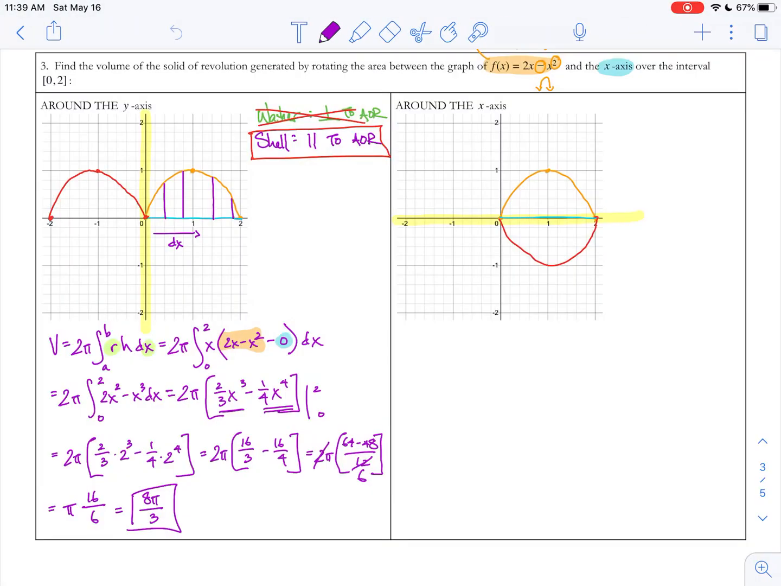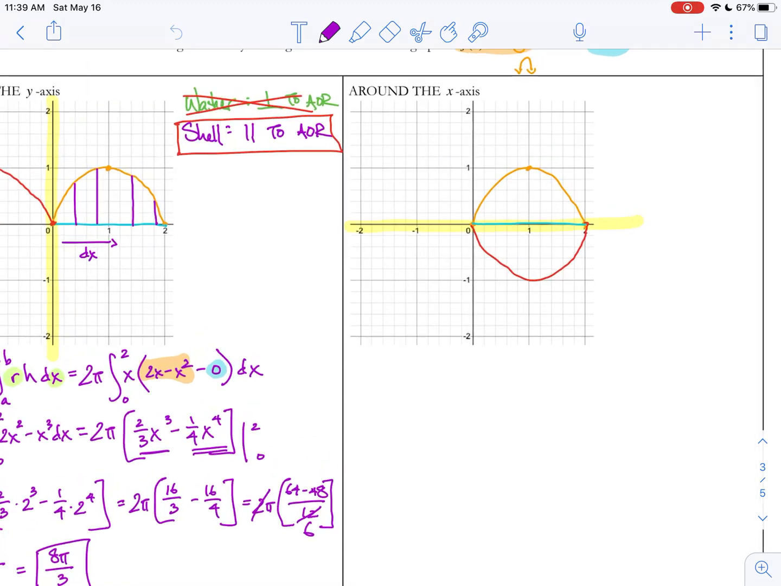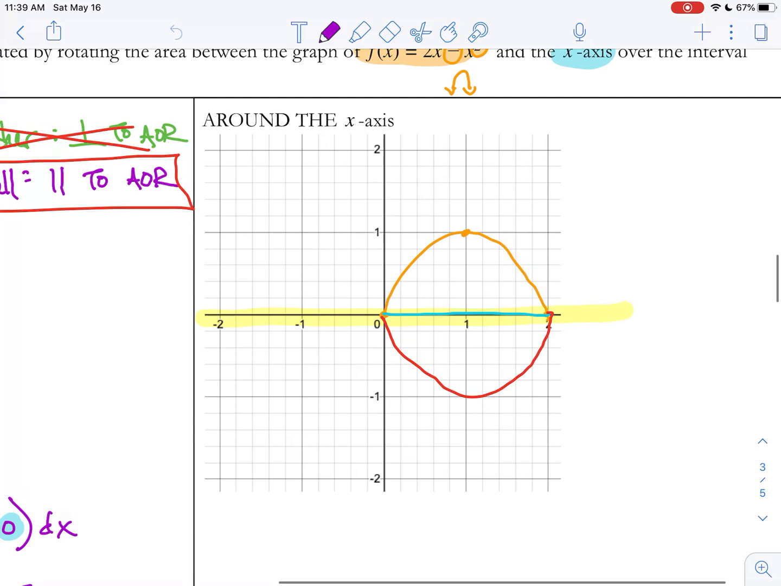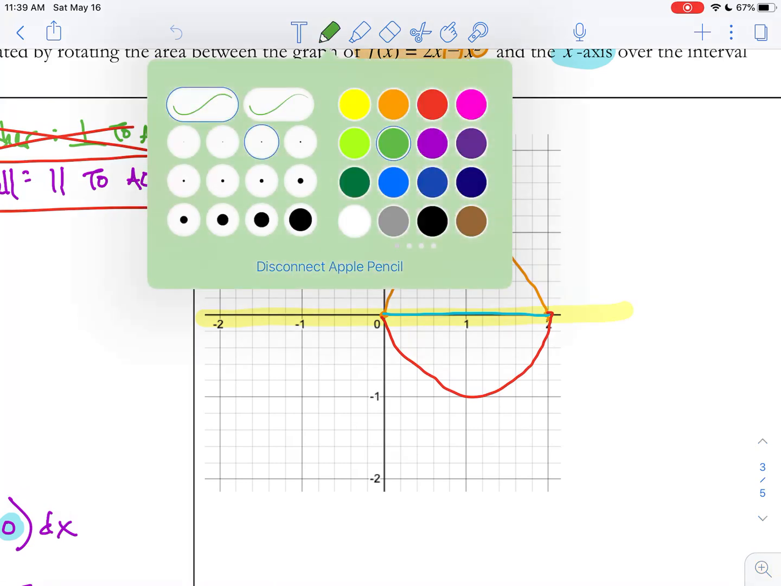Hi folks, welcome back to the 6.3 practice, and we are taking a look at question number 3. In the previous video, we solved a problem where we were revolving this around the y-axis, and we talked about why we didn't choose washer, but rather we chose shell method. And so now we're going to take a look at the situation where we're revolving this around the x-axis. And we're going to talk about some same things like should we use washer or should we use shell?